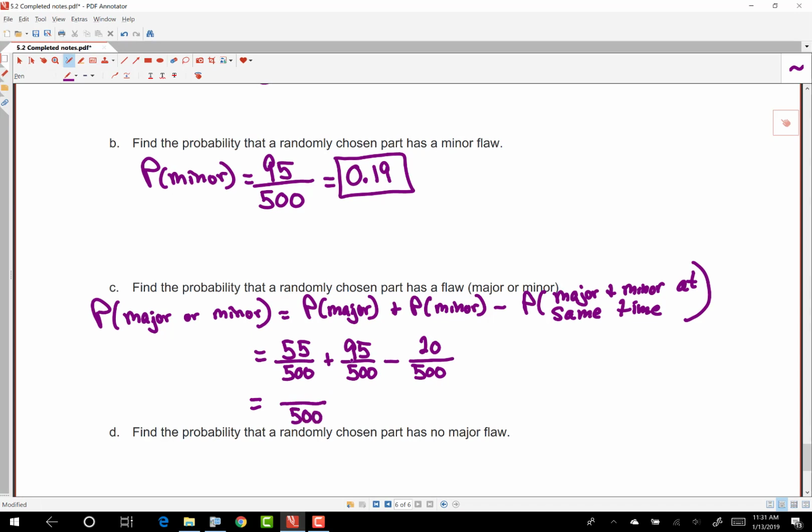So 55 plus 95 is what? 150, minus 20 is 130. So we could also do it that way. 130 divided by 500 should give us the same thing, 0.26, which it does. So either way.